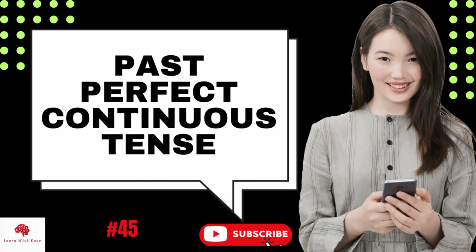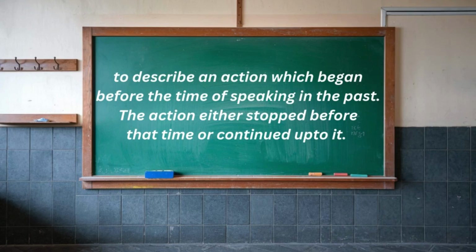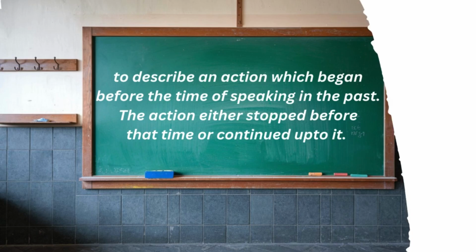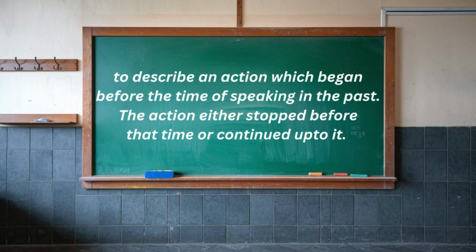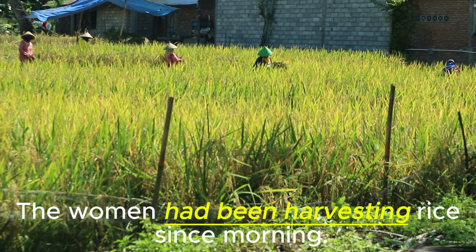The past perfect continuous tense is used to describe an action which began before the time of speaking in the past. The action either stopped before that time or continued up to it.